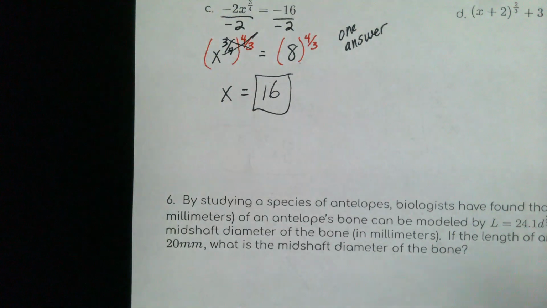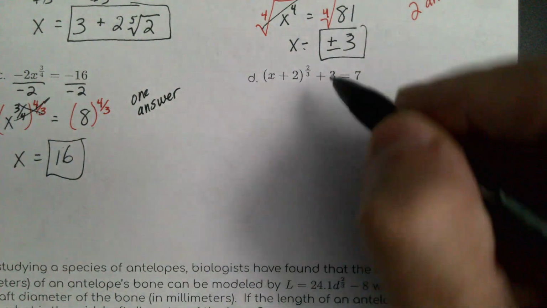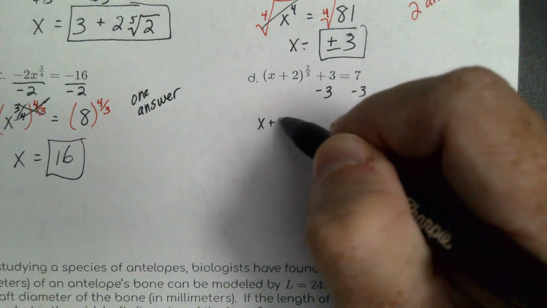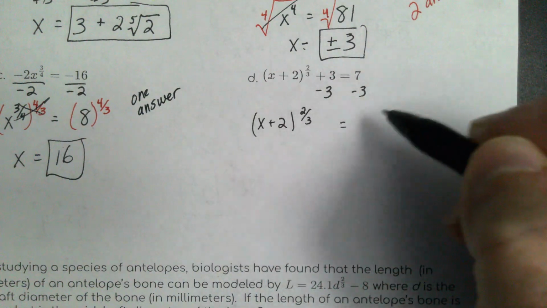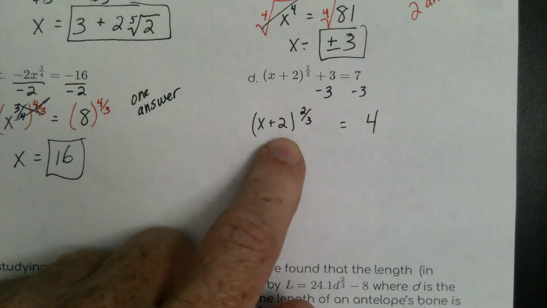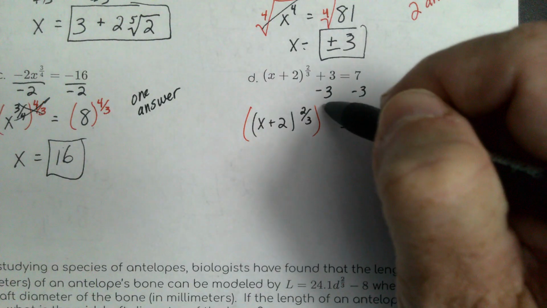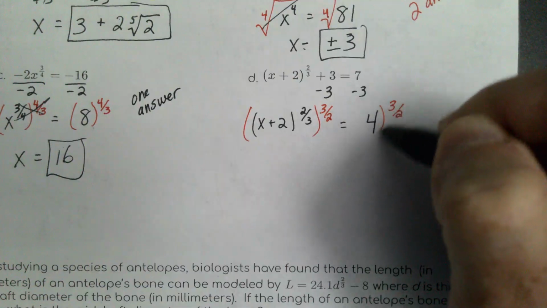All right. One more of these. We're getting rid of the 3 first. Anything outside the parentheses. X plus 2 to the 2/3 equals 4. All right, we're not subtracting 2. We are down to the exponent because of the parentheses. So raise it to the opposite, or reciprocal, rather. 3 over 2. 3 over 2.